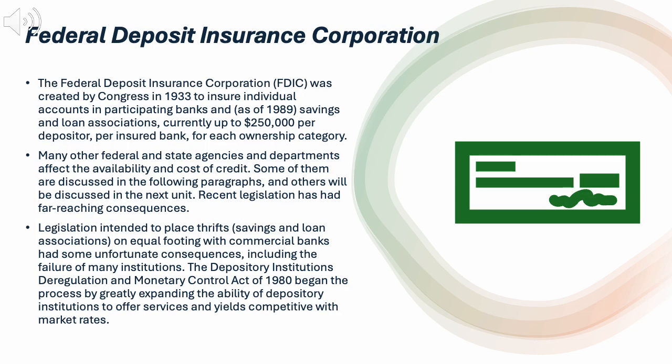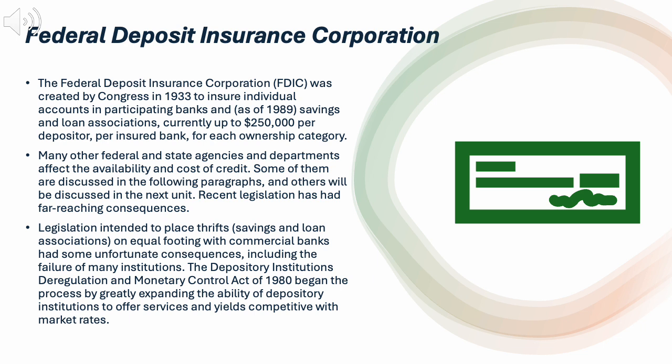Federal Deposit Insurance Corporation. The Federal Deposit Insurance Corporation (FDIC) was created by Congress in 1933 to insure individual accounts in participating banks and, as of 1989, savings and loan associations, currently up to $250,000 per depositor per insured bank for each ownership category. Many other federal and state agencies and departments affect the availability and cost of credit. Some of them are discussed in the following paragraphs, and others will be discussed in the next unit.